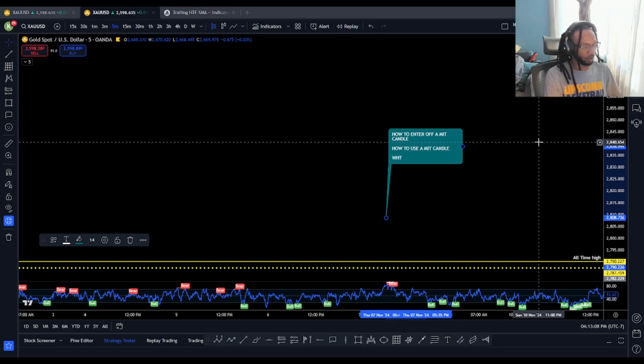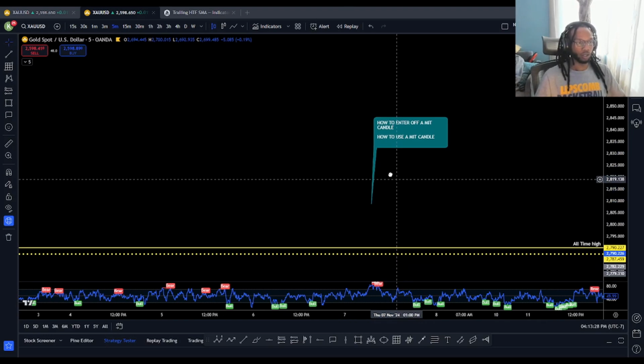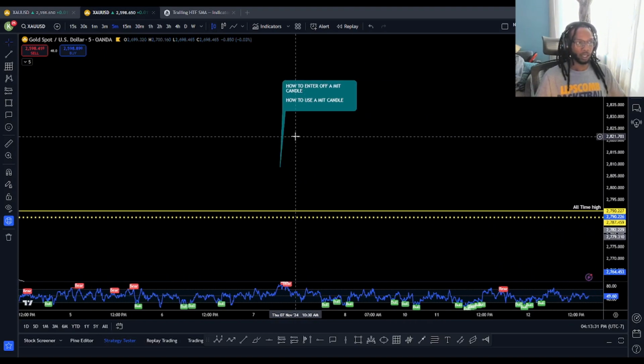Okay. Entry. Yep, definitely. Definitely talk about the entries as well, because with that one I'm going to go a little bit more into my methodology and my idea behind it, because it follows very similar to how I use order blocks and how I look at them as well. So we'll go ahead and start with that, how I enter off of mitigation candles.